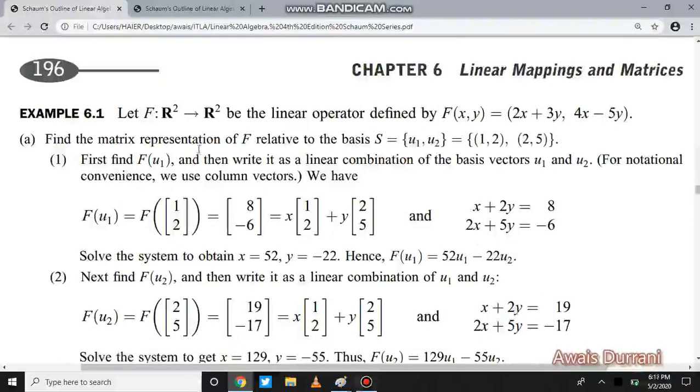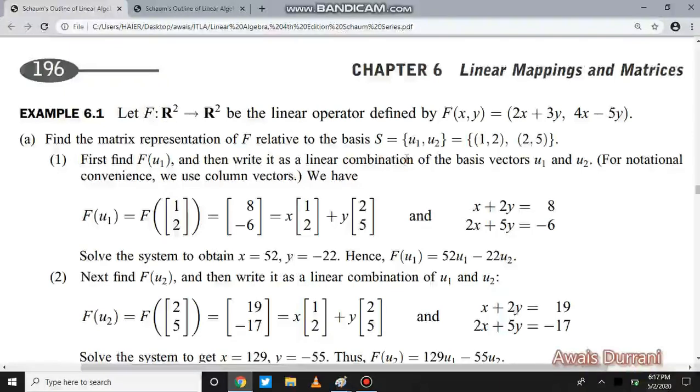For example, a linear transformation f from R2 to R2 is given. These are the sets of all ordered pairs, and the linear transformation is defined by f of x is equal to this one you can see here. And now suppose the set of bases is this: one basis vector is u1 and the other is u2. This is the basis which makes this vector space R2. This is given, and now I want to convert this linear transformation into the form of a matrix.